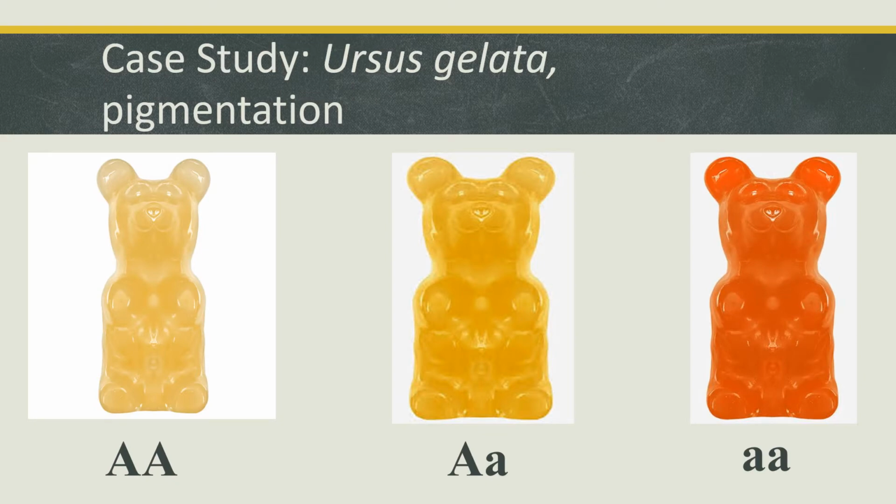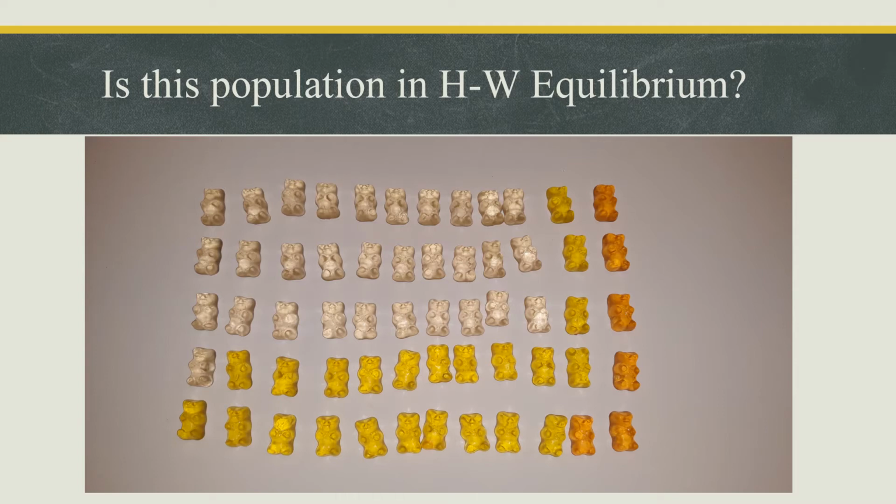To demonstrate HWE and the effect of selection, we will be using a fictional animal called Ursus gelata, which is an animate version of gummy bears. Gummy bear pigmentation is controlled by one gene with 2 alleles and is stratified into 3 phenotypes, as can be seen on screen. Our population is 60 bears.